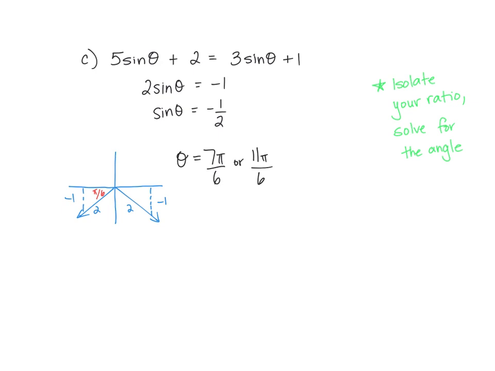And again, if you recall, we were asked to solve between 0 and 2 pi, so only within that rotation that we see on our axes, or for one rotation on our unit circle. So again, isolate your ratio, solve for the angle.